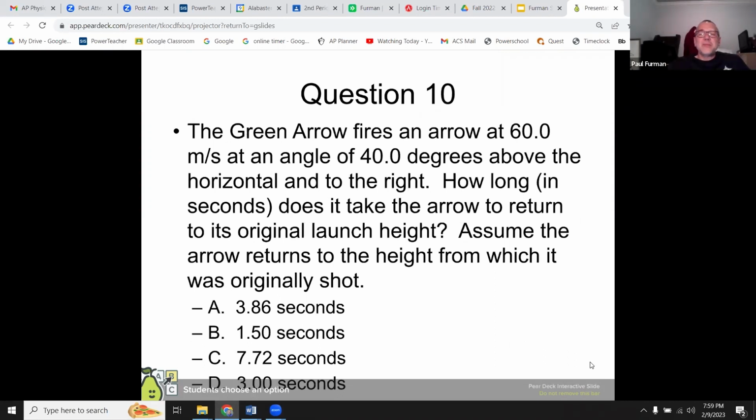Question 10, one thing I want to point out about 10, and we'll move on to the free response question, is if you have an arrow or something that's fired at an angle, so 40-degree angle above the horizontal and to the right, how long does it take the arrow to return to its original launch height? For a question like this, the first thing that you do, if you have a velocity and an angle, is break that velocity into its vertical component and its horizontal component.